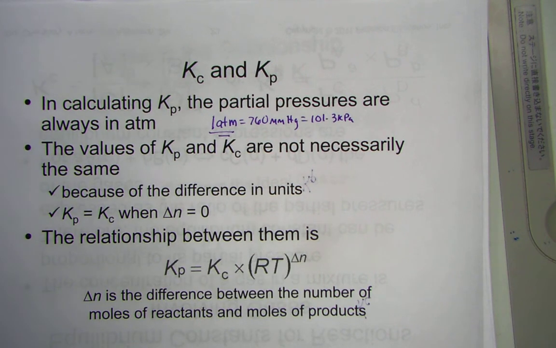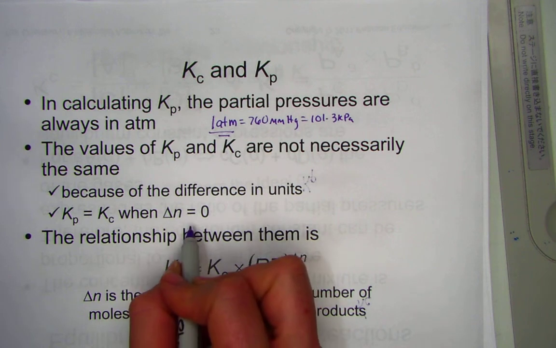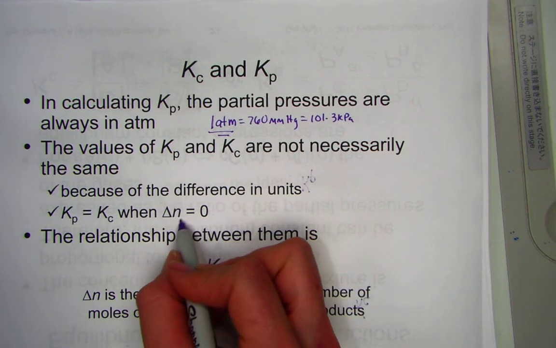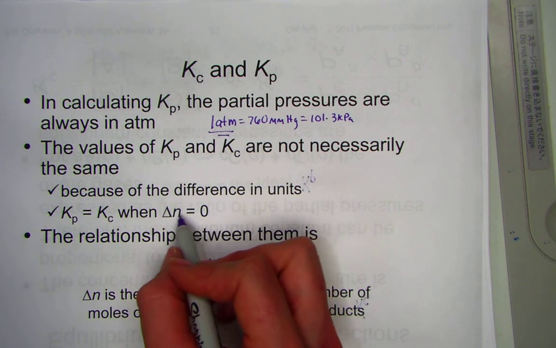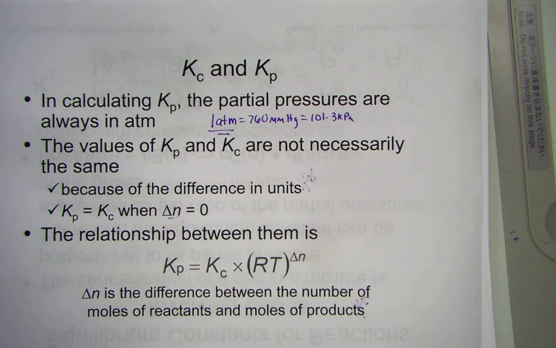The values of Kp and Kc are not necessarily the same because a reaction could have a mixture of solutions with gases. We could have aqueous reagents, we could have gases with pressure. So there would be a difference in the units. Kp and Kc are only equal when the difference in the number of moles of reactants and products in the gaseous phase is indeed 0. Delta n, where n stands for the difference in the number of gaseous moles of products compared to reactants.